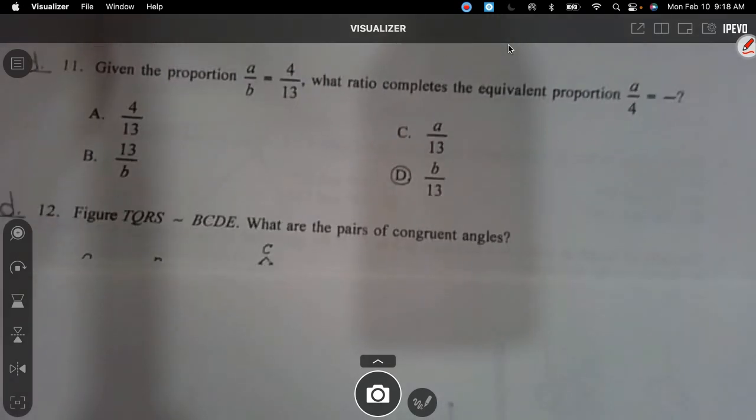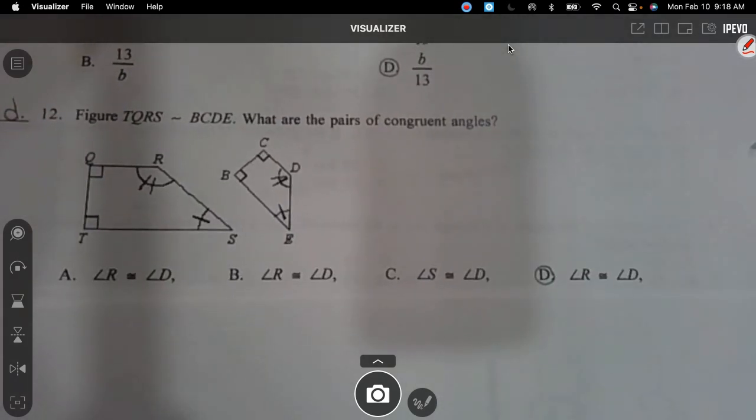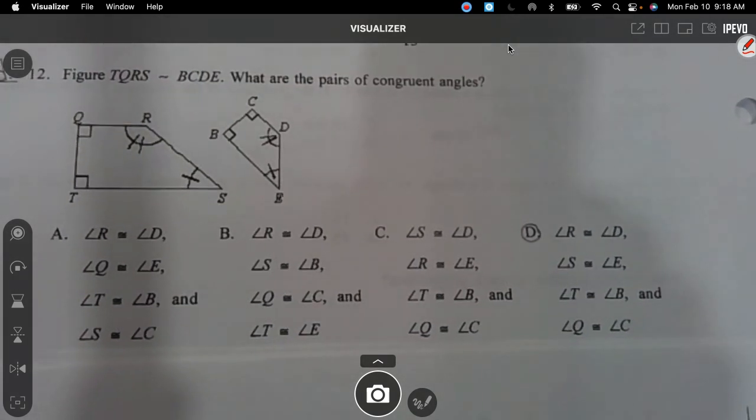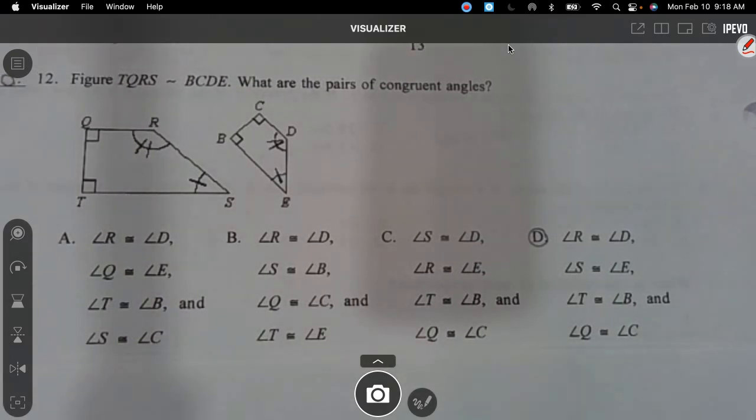Okay, then we have this one right here, and it says, what are the pairs of congruent angles? All you have to do is go through, and this one is showing that it's on the quiz. What does angle R match? Angle D. So I would be like, okay, check on those. What does angle Q match? Angle C. So that one matches and that one.